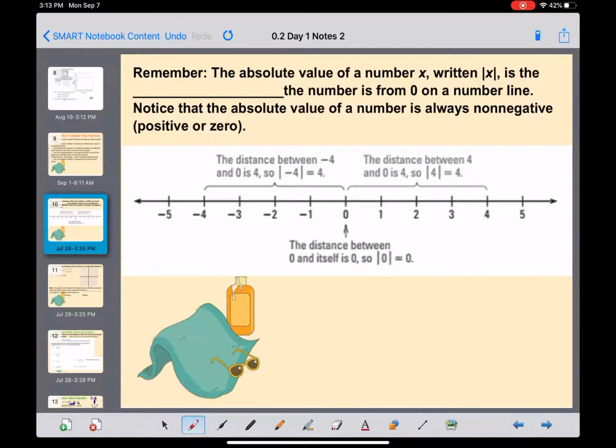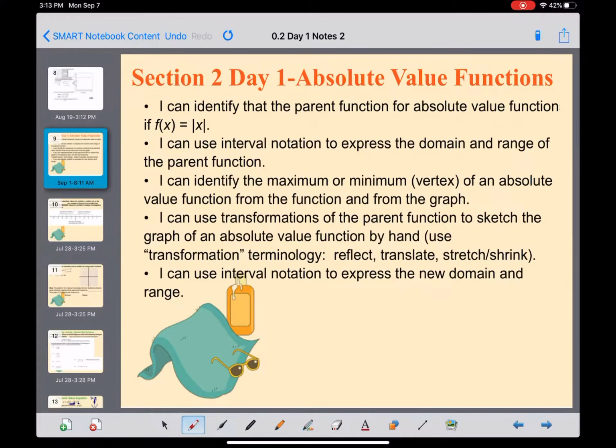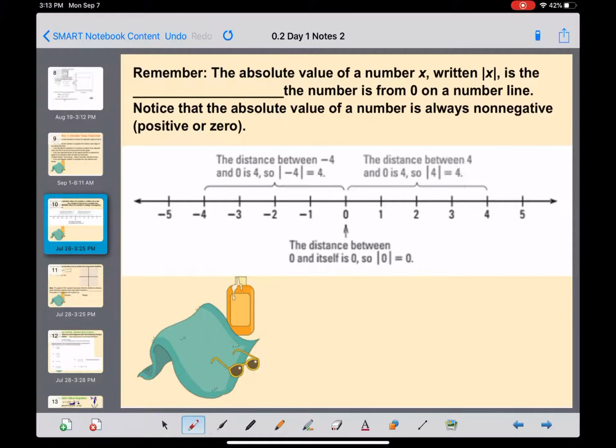Okay, so this is just a little intro to absolute value functions. You have that Desmos activity to help you explore as well, but we're gonna do a little bit of notation here and discovery together.